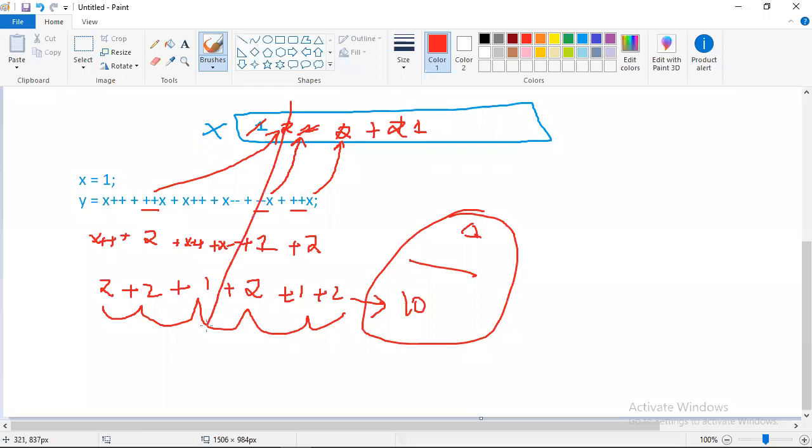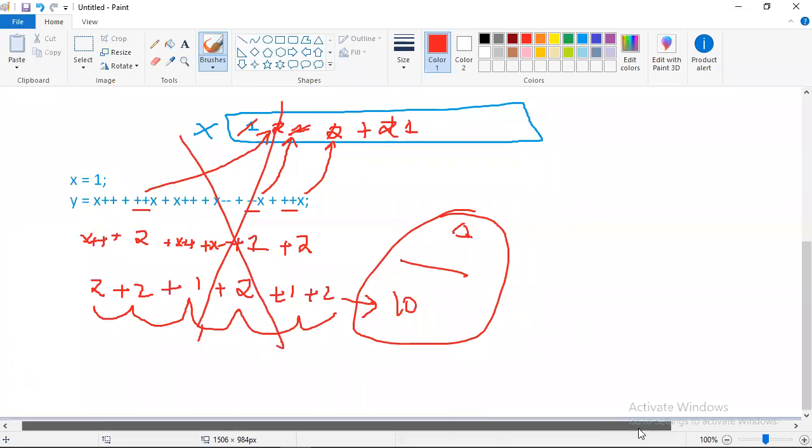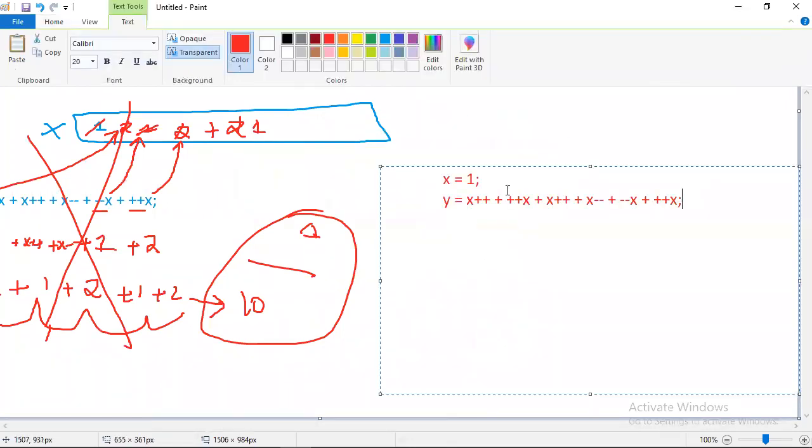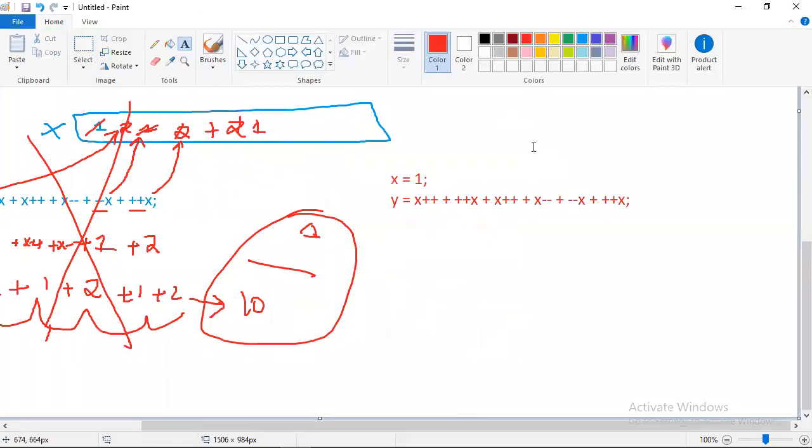So that's why I'm not following this. Okay? Now I am following our same priority order. I'm not going with pre-increment, post-increment, all that nonsense. Okay, let's follow our algorithm.